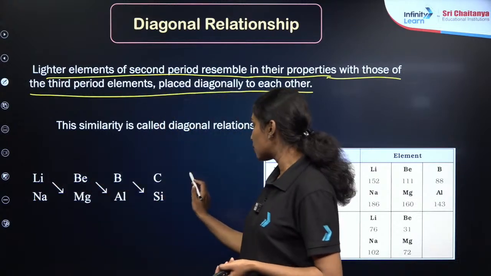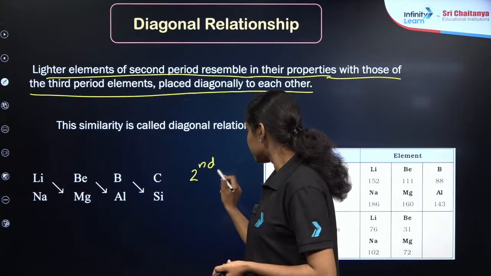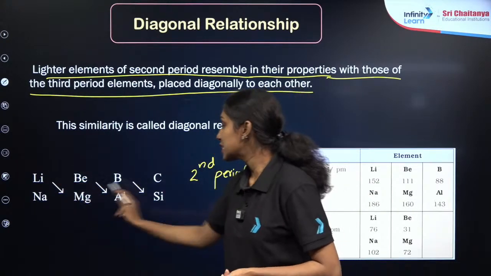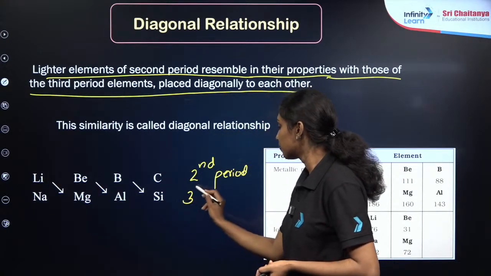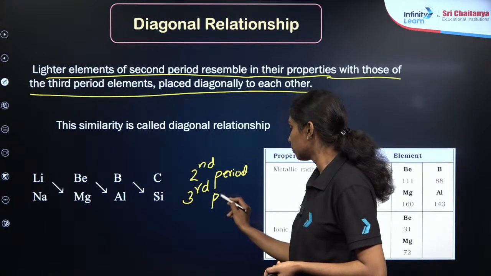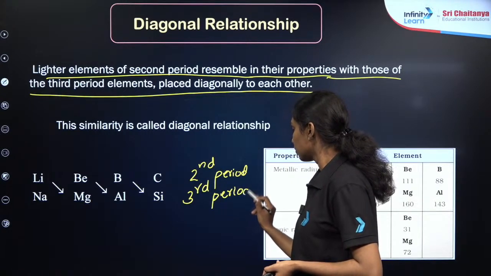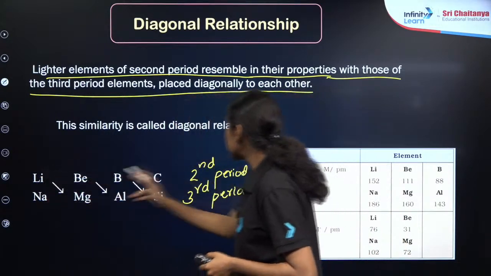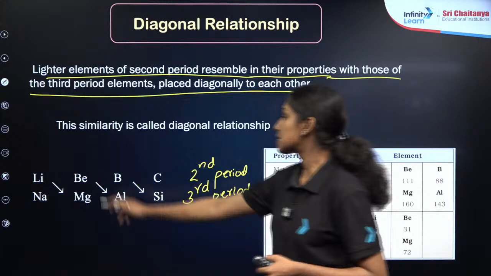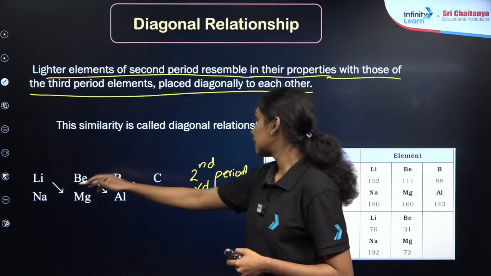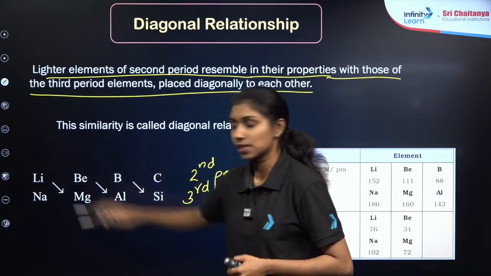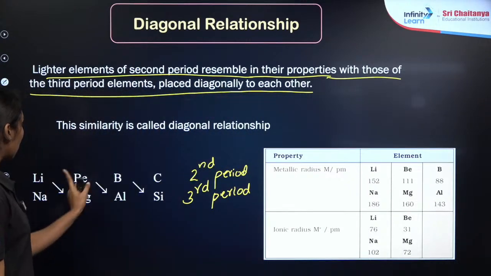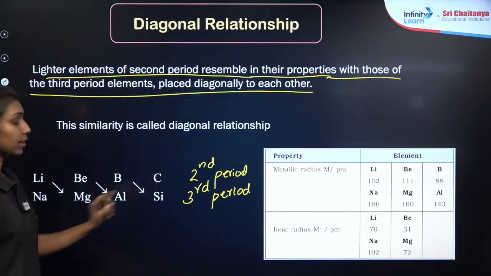Lithium, beryllium, boron and carbon belong to the second period. And sodium, magnesium, aluminum and silicon belong to the third period, right? According to the diagonal relationship, every element present in the second period has properties resembling those of the element in the third period which is diagonally placed. For example, lithium shows resemblance in properties with magnesium, beryllium with aluminum, boron with silicon. Right? Clear?